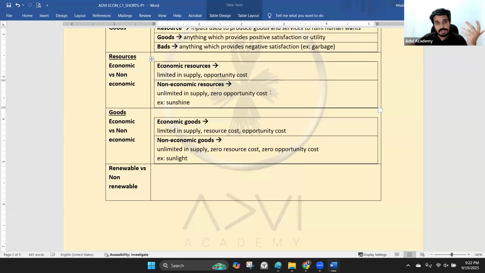No, obviously not. Once electricity is used, it's used only. If your neighbor is using it to power his fan, you can't take it again and use it again. So it has a resource cost. It has an opportunity cost as well. Understand? Right. Lastly, renewable versus non-renewable.